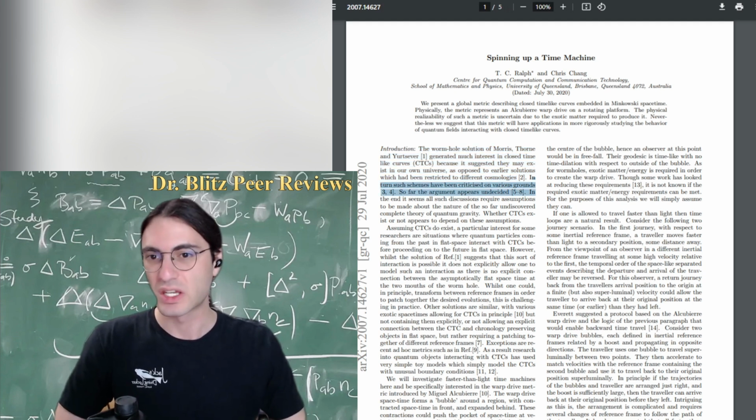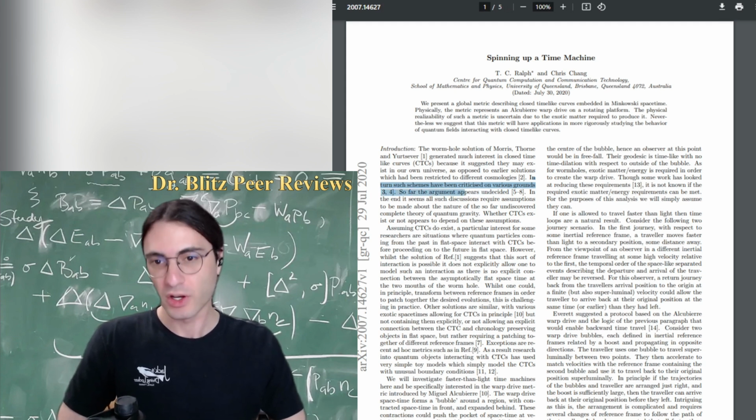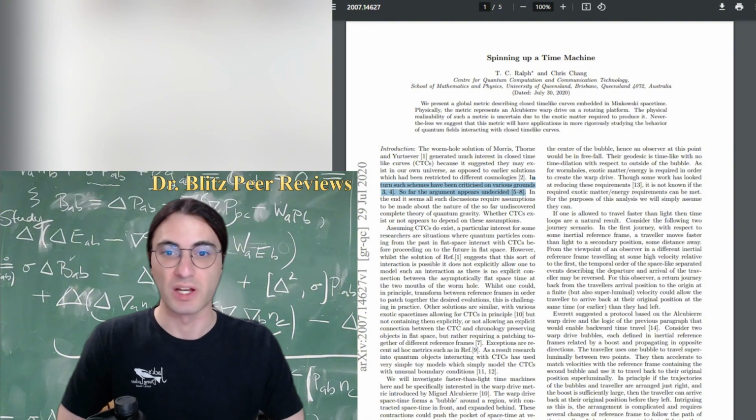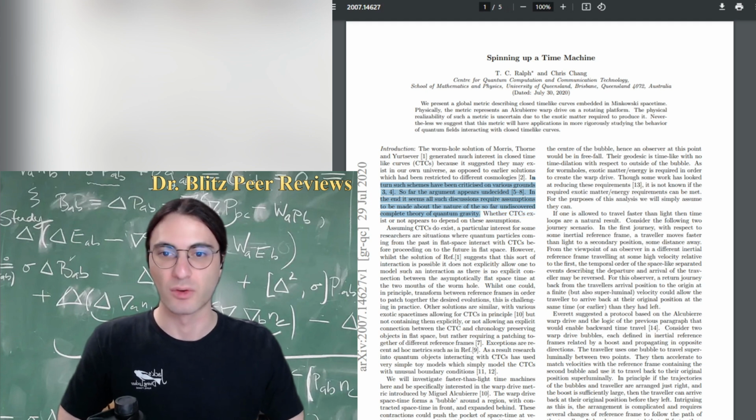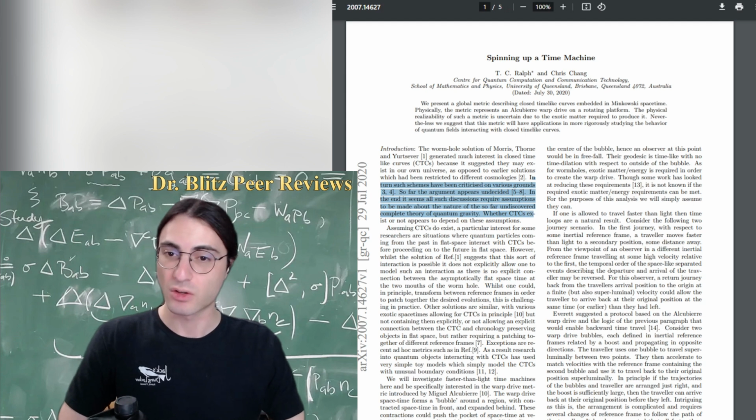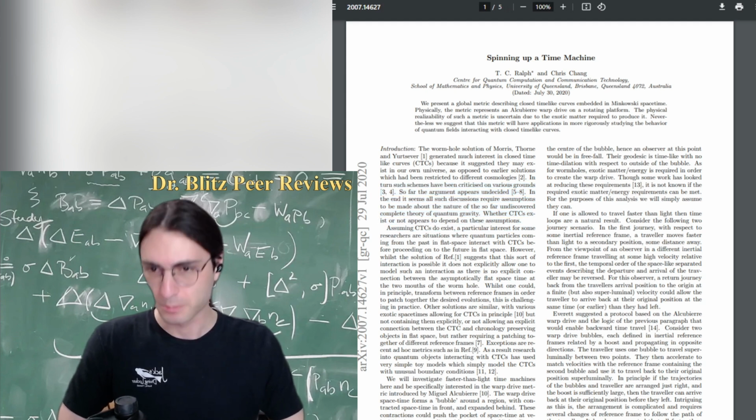In turn, such schemes have been criticized on various grounds. Oh, okay. So far, the argument appears undecided. Fine. In the end, it seems all such discussions require assumptions to be made about the nature of the so far undiscovered complete theory of quantum gravity. Whether CTCs, closed time-like curves, exist or not appears to depend on these assumptions.